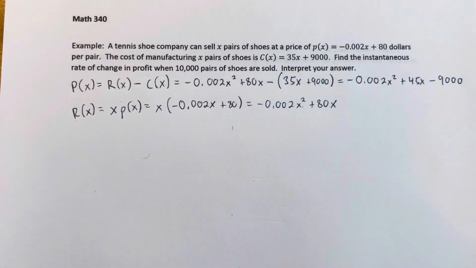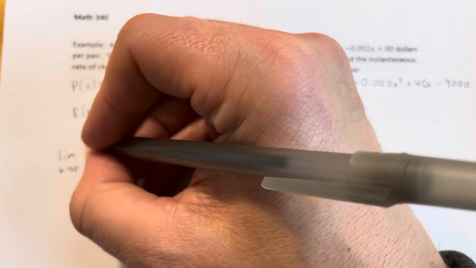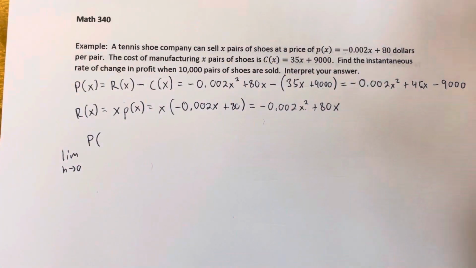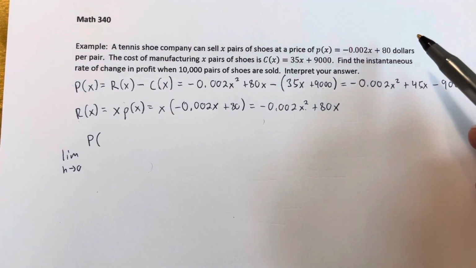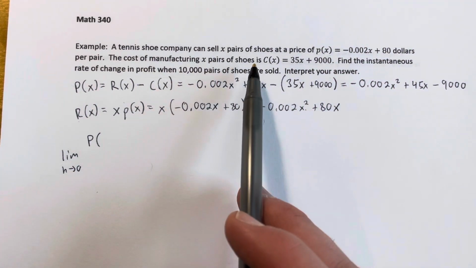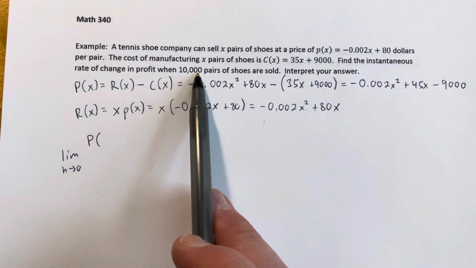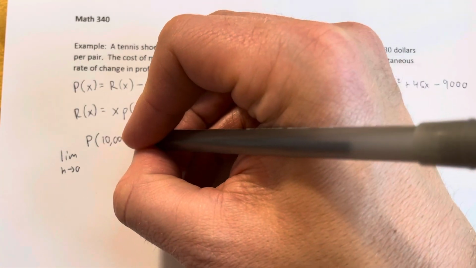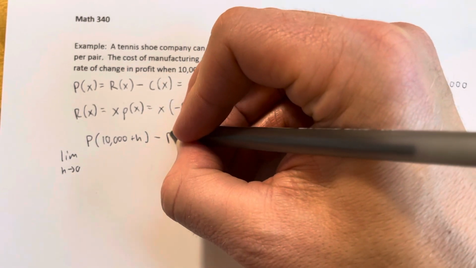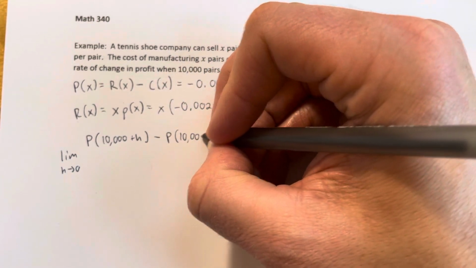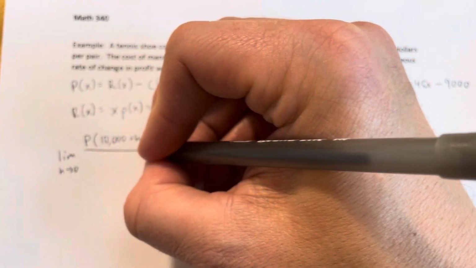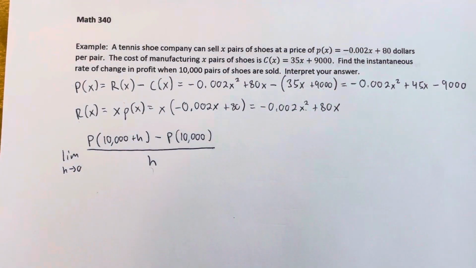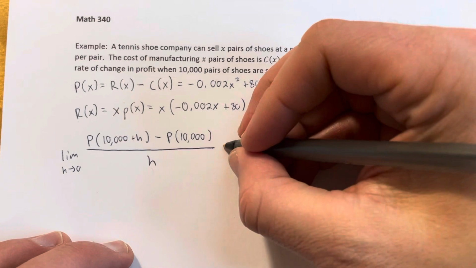And I'm going to do that down here. So now what we want is the limit as h goes to 0 of P. That's what our function is called now, so I'm not using an f anymore. P of what? Well, it says instantaneous rate of change in profit when 10,000 pairs of shoes are sold. That's the number that gets used here. 10,000 plus h minus P of 10,000, all over h.